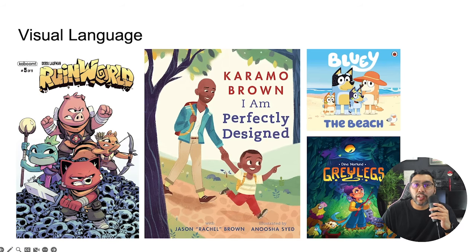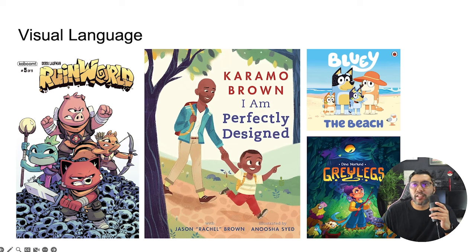Okay, before we go any further, I just wanted to take a step back and show you the visual language and some of the books that I used as a reference moving forward. I know these are 4 books that are very different. However, I did manage to purchase 3 of them, and I finally got my hands on Rune World. The other 2 obviously being I'm Perfectly Designed and Bluey. Those are the other 2 that I got so far.